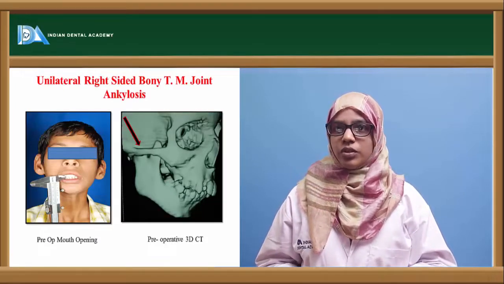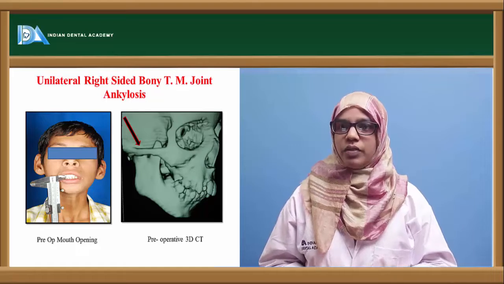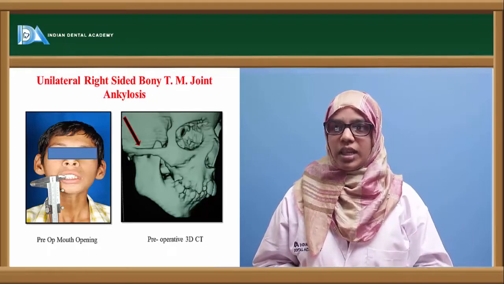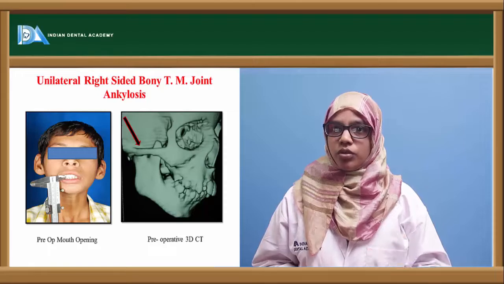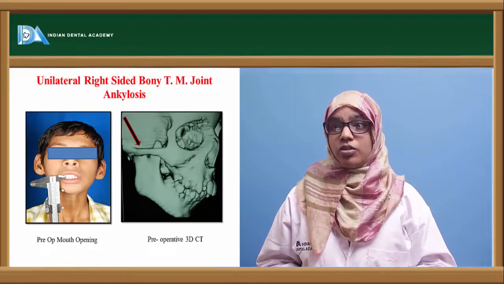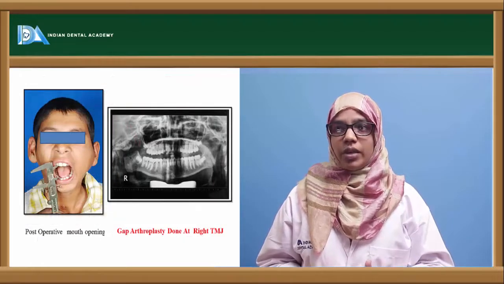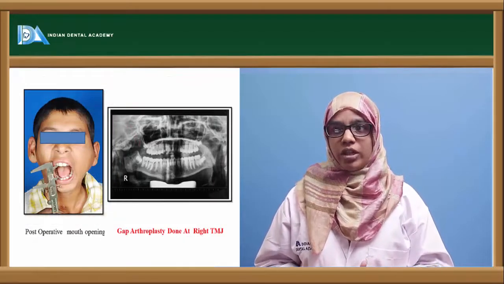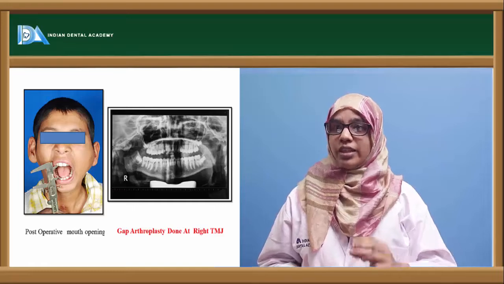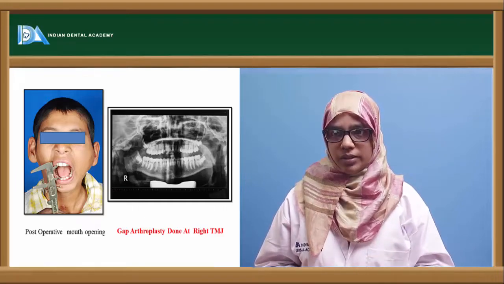This is what you see, as you can see in this photograph, preoperatively, minimal mouth opening. You can see an ankylotic mass. The sigmoid notch has almost disappeared. There is elongation of the coronoid process also seen. Post-surgery, that is after gap arthroplasty, the mouth opening is satisfactory. On the OPG, you could appreciate the gap between the two articular surfaces.